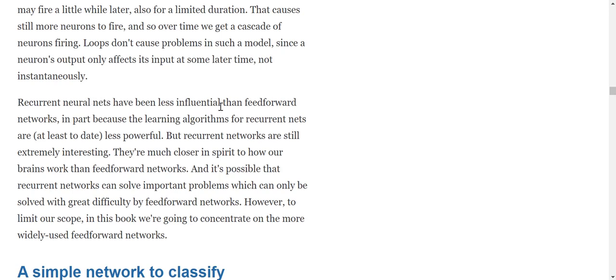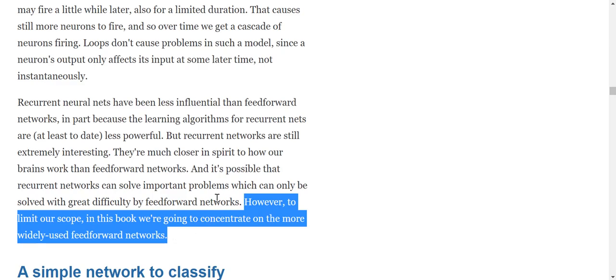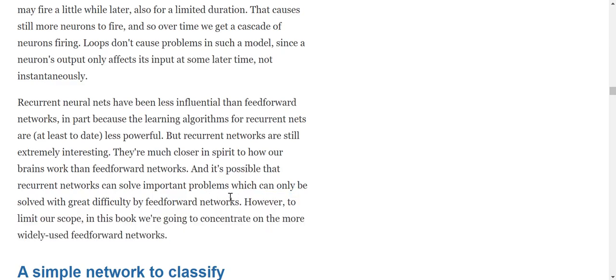Recurrent neural networks have been less influential than feed-forward networks, in part because the learning algorithms for recurrent nets are, at least to date, less powerful. But recurrent networks are still extremely interesting. They are much closer in spirit to how our brains work than feed-forward networks, because there are loops in the brain. It's possible that recurrent networks can solve important problems which can only be solved with great difficulty by feed-forward networks. However, to limit our scope in this book, we are going to concentrate on the more widely used feed-forward network. So he's not going to cover it, but I'm probably going to do some reading on that as well.